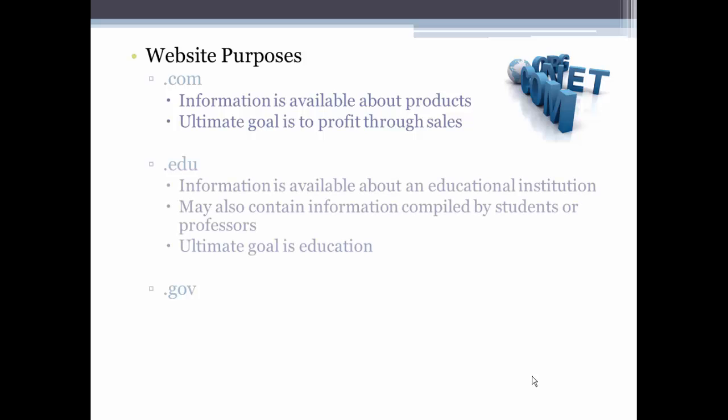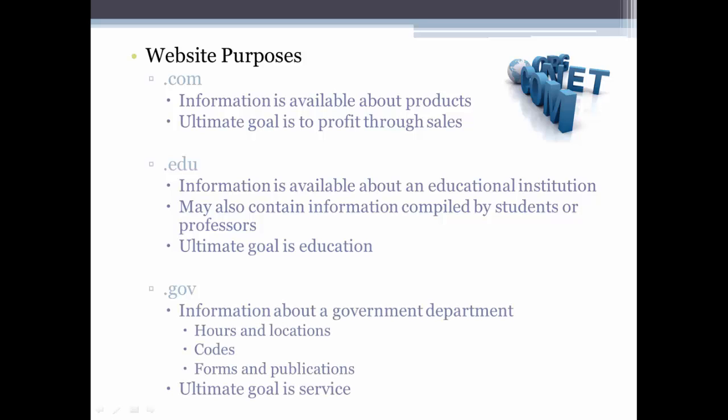A .edu is a website of a school. It can be a university or a secondary or a primary school. The information provided tells about the education and services available through the school. In the cases of colleges and universities, there may also be information compiled by students or professors for coursework. Ultimately, the information on these websites is for educating.